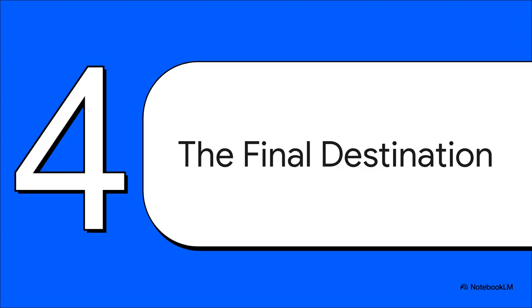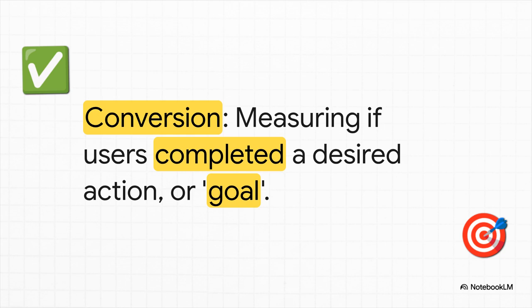So, we've followed the trail of clues from the moment a user arrives all the way through their on-site actions. Now we get to the climax of the story, the final chapter. Did they do what the website owner was hoping they would? And that brings us to the final, and you could argue the most important chapter, conversion. A conversion is just a fancy word for when a visitor actually completes a desired action or a goal. This is the bottom line. It's the ultimate measure of whether a website is actually working.